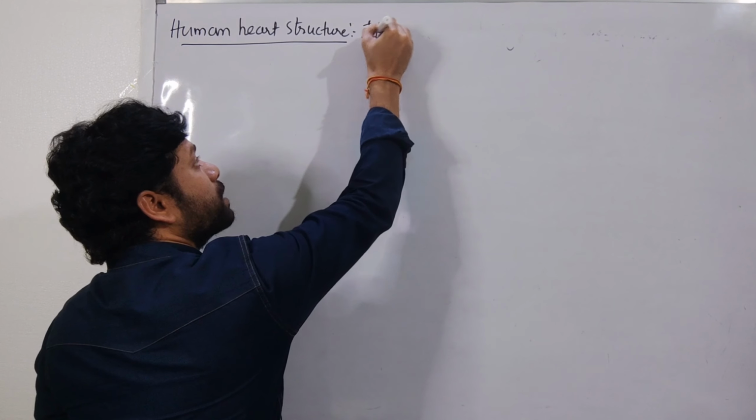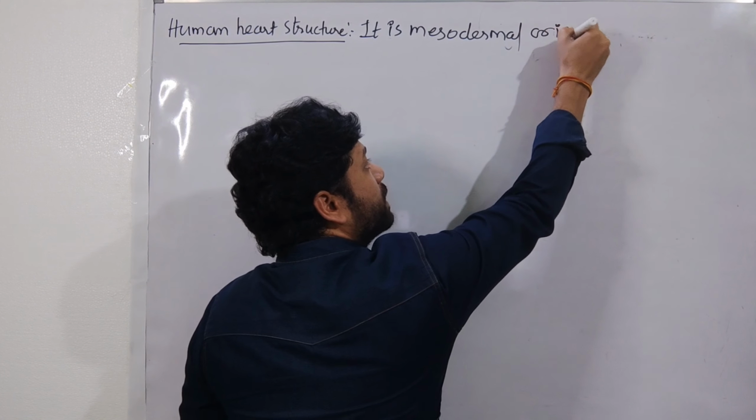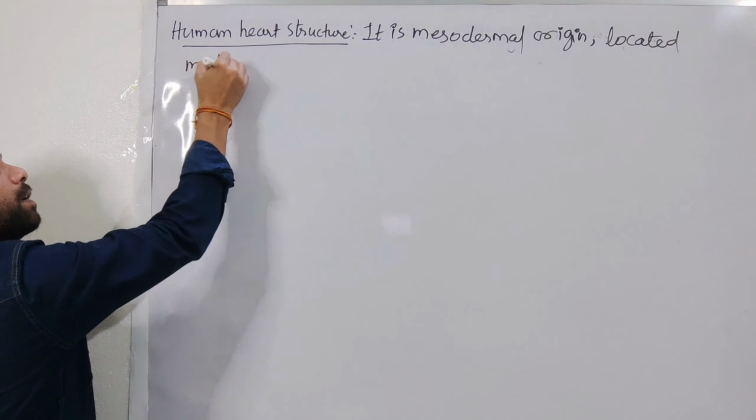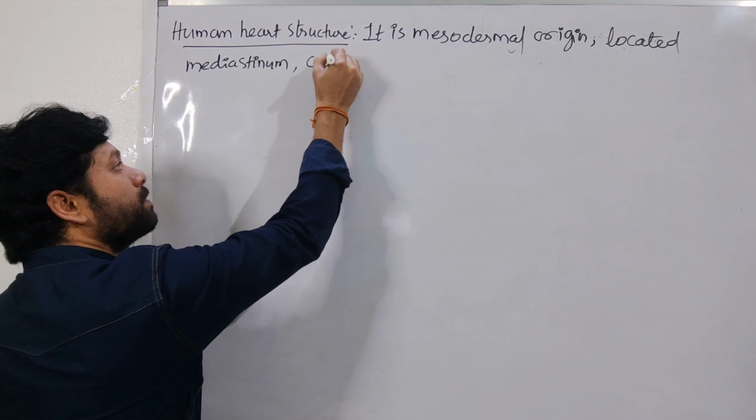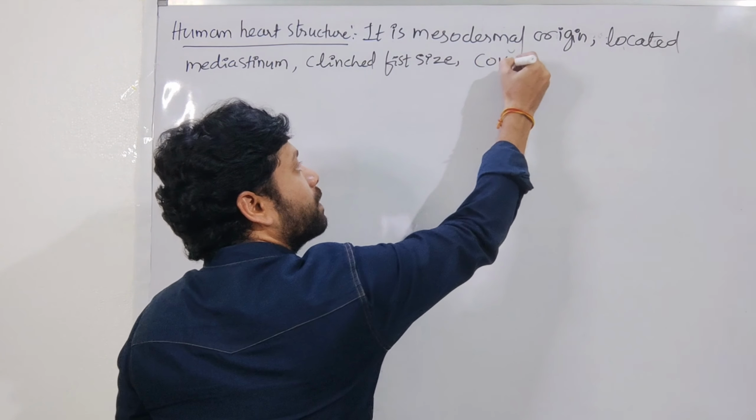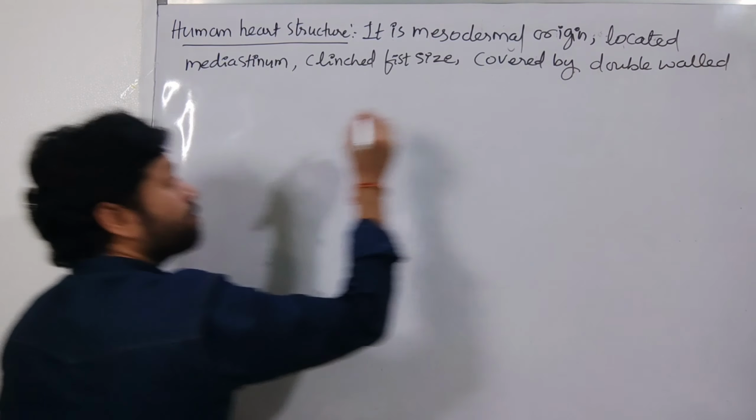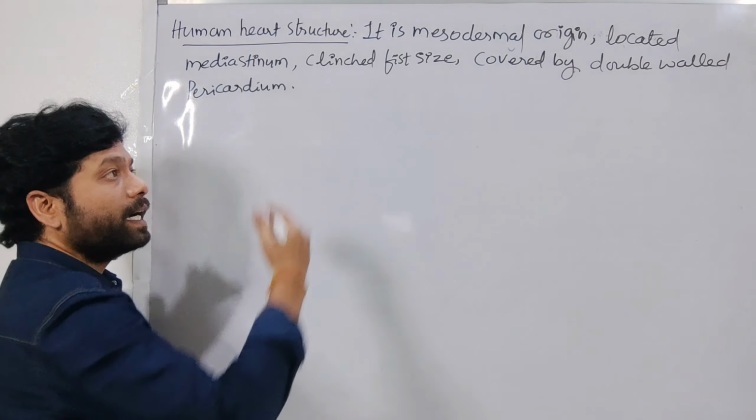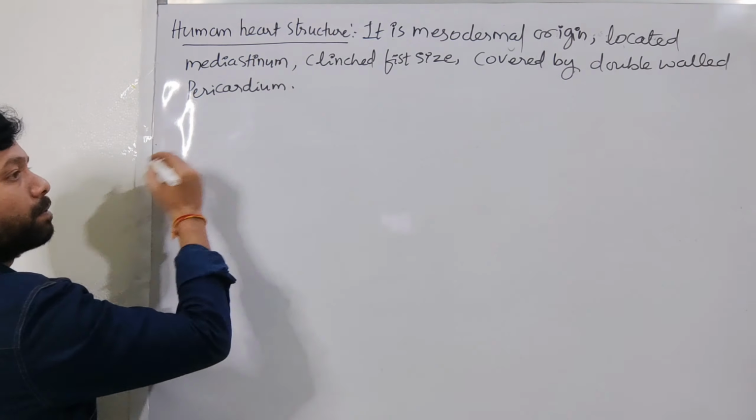It is of mesodermal origin. It is located in the mediastinum, which means in between the two lungs, and it is of clenched fist size and covered by a double walled pericardium layer. The pericardium layer is of mesodermal origin, located in the mediastinum between the lungs, clenched fist sized, and covered by the double walled layer.